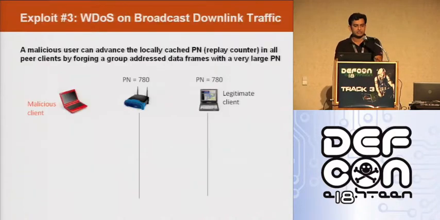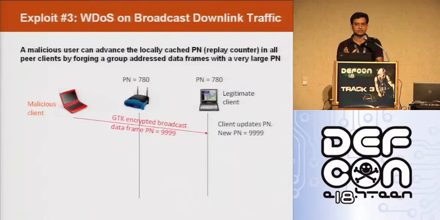And that number will be used to detect replayed frames. So the attacker is going to exploit this replay detection logic. Here, the attacker is injecting a very large packet number, an arbitrarily generated number, because it is a 48-bit number, right? So let's take this example in which the client's last successfully received packet number was 780. At this point, the attacker is injecting a packet because the attacker knows the GTK. He can create his broadcast frame. He can put any number of his choice. So he's going to put a number, let's say 9,999, okay?